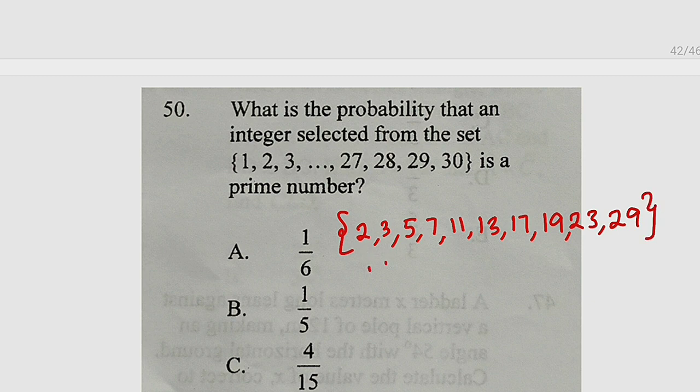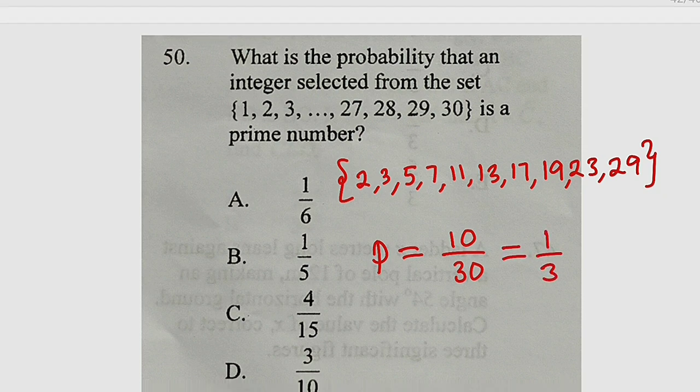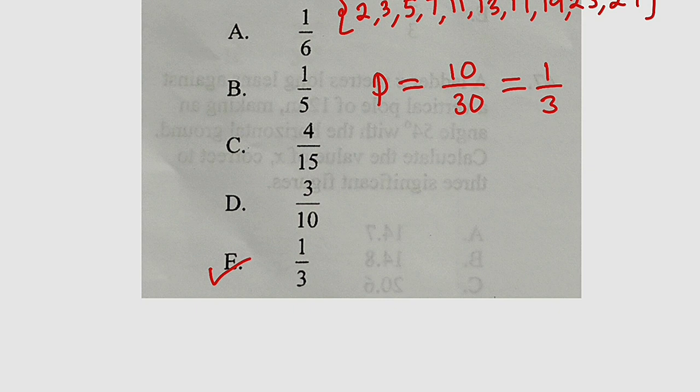Let me see how many there are. 1, 2, 3, 4, 5, 6, 7, 8, 9, 10. There are 10 in number. So we have 10 prime numbers. So the probability would be 10 out of 30. And 10 out of 30 will be 1 divided by 3 to the lowest term, which is option E.